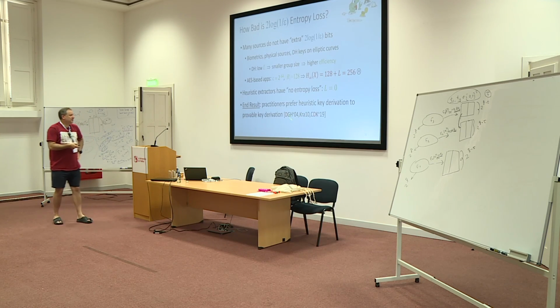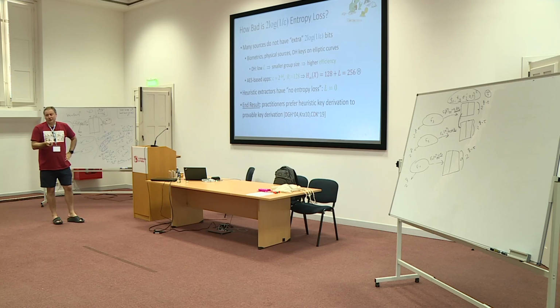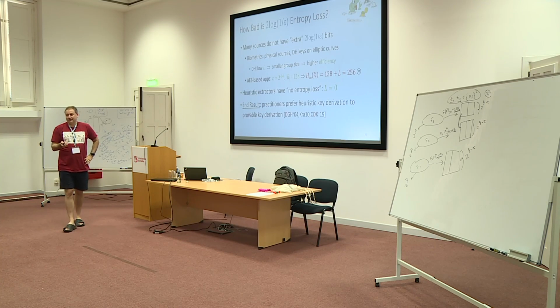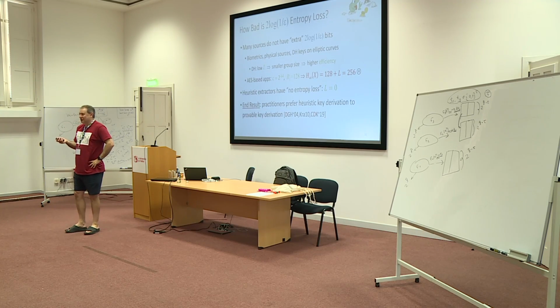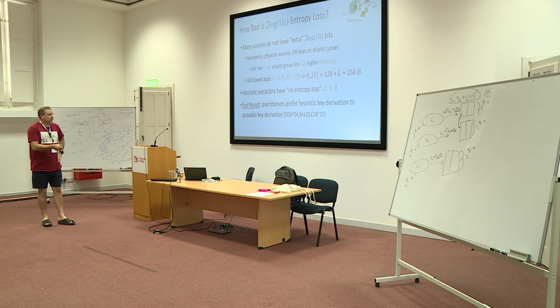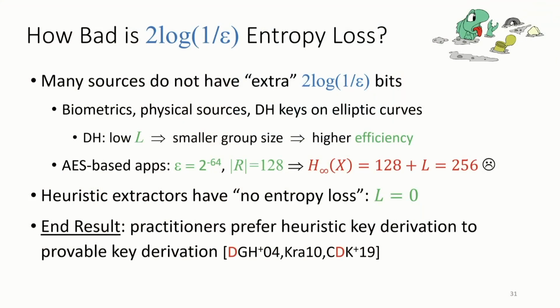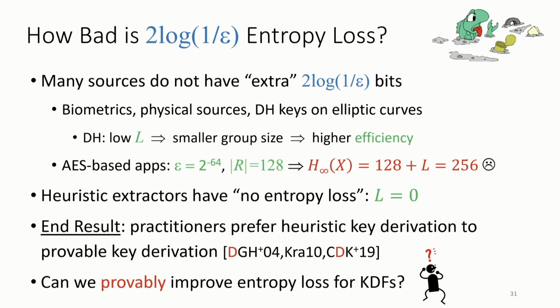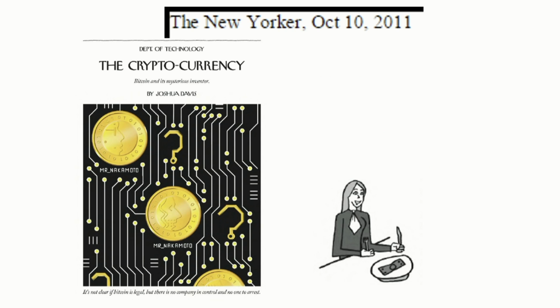And as a result, practitioners actually prefer not to use the leftover hash lemma, even though in theory, the leftover hash lemma should be faster than SHA-2. But somehow, because of this heuristic and so on, people prefer to use cryptographic hash functions. We will come back to this point in the second part. I will give you another reason why you should prefer cryptographic hash functions for extraction. Anyway, the question is, can we provably improve this entropy loss for KDFs despite the optimality? This is what we're going to talk about.